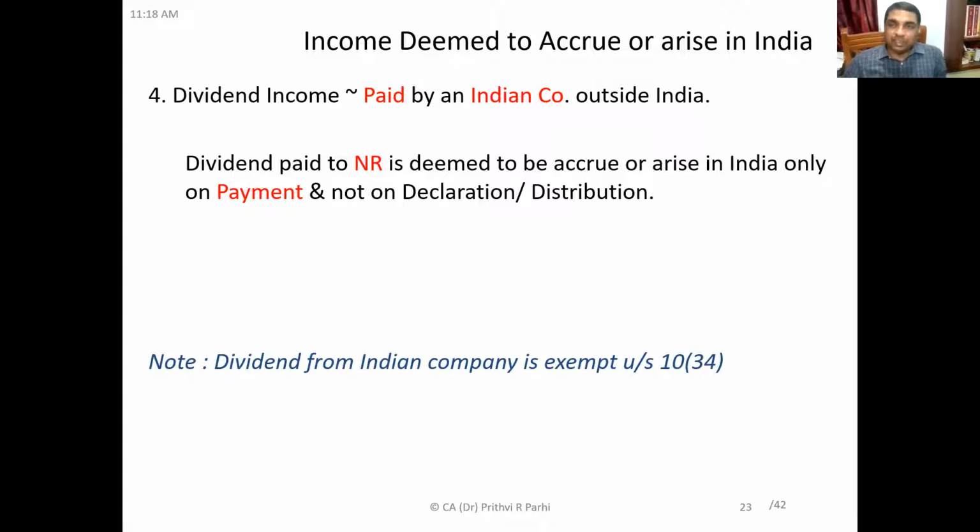There is one more connected point you have to remember. Dividend from an Indian company is exempted under section 10(34). So when you learn the exempted provisions, at that time you will understand. So this is the concept you need to remember as regards dividend income.